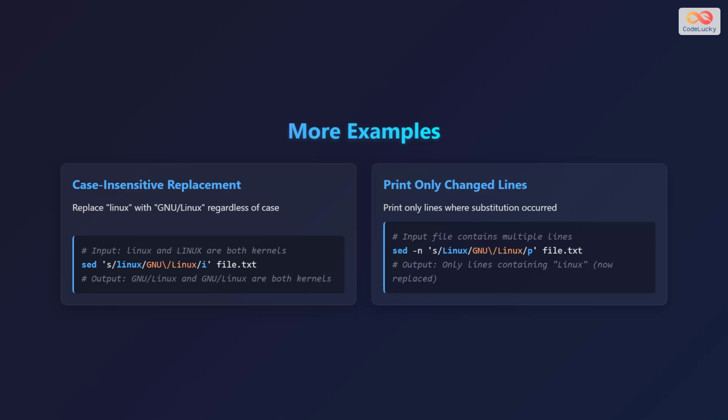Let's explore some more examples to deepen your understanding of the SED command. To perform a case-insensitive replacement, where you replace Linux with GNU/Linux regardless of the case, use the command sed 's/linux/GNU\/Linux/i' file.txt. So, if the input is Linux and linux are both kernels, the output will be GNU/Linux and GNU/Linux are both kernels. Another useful example is to print only the lines where a substitution has occurred. Use the command sed -n 's/Linux/GNU\/Linux/p' file.txt. With this command, only lines containing Linux that were replaced will be printed to the output.